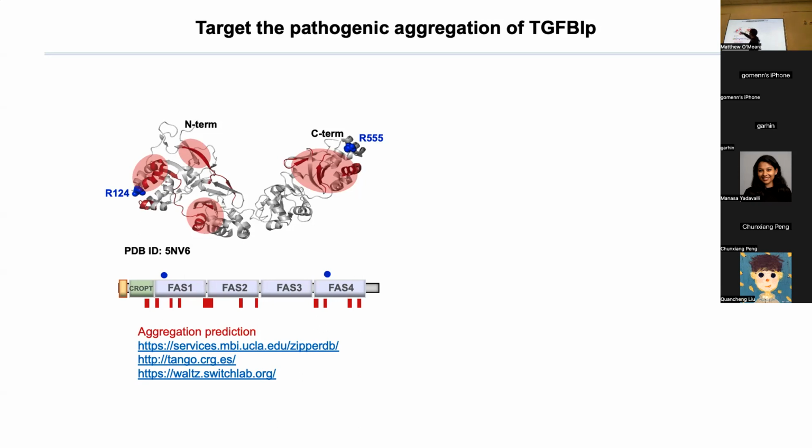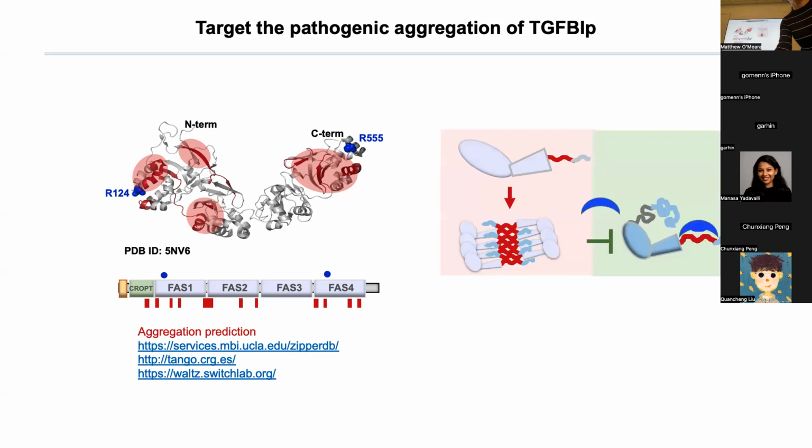And notice in both cases, there's an enrichment of these amyloid segments. So if you have this original misfolding, you are increasing the propensity, the likelihood, of these segments to come together and interact into aggregates. So what is the strategy in this case?